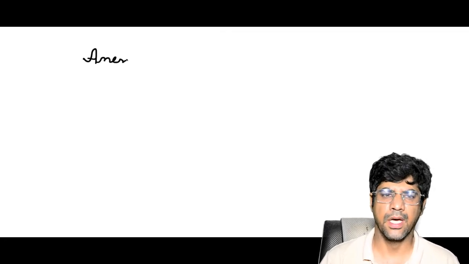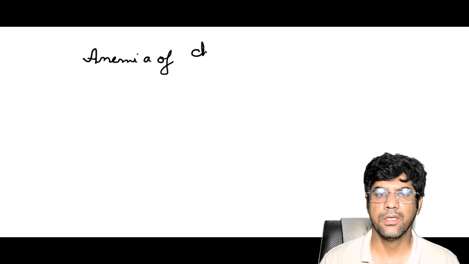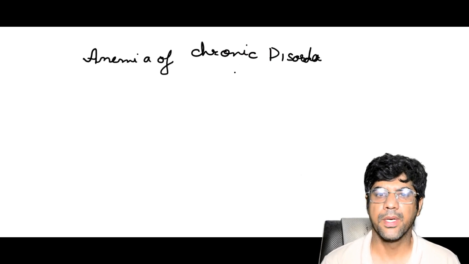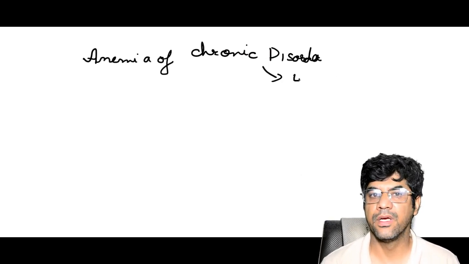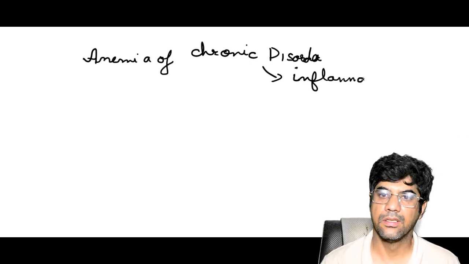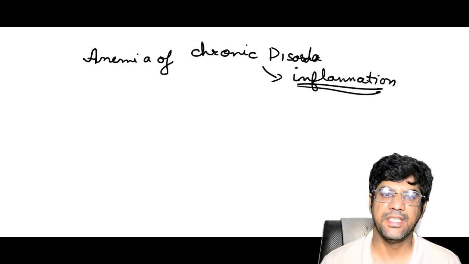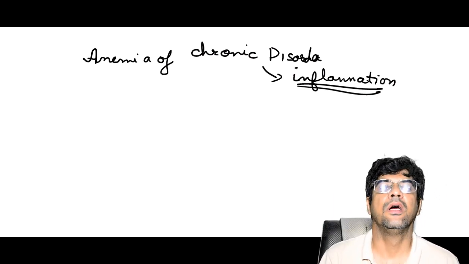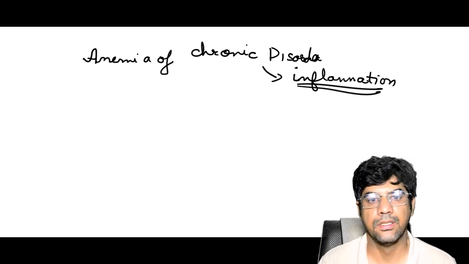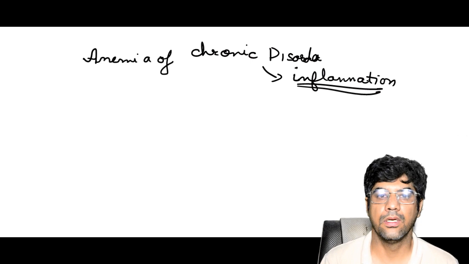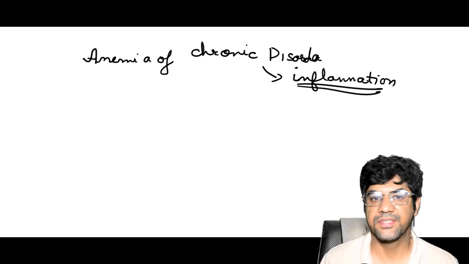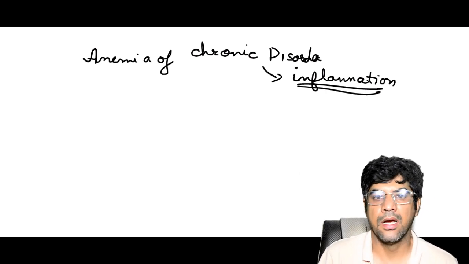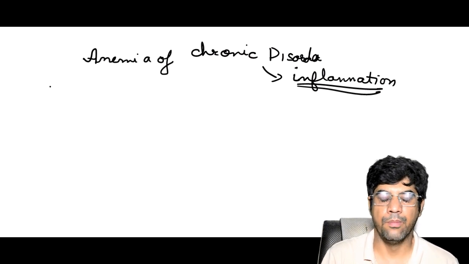The next condition is the anemia of the chronic disorders. So remember, it is also known as anemia of inflammation. It is a common type of anemia that is seen in various types of chronic systemic diseases. The underlying cause: this anemia develops as a secondary consequence of the underlying disease rather than direct damage to the bone marrow.